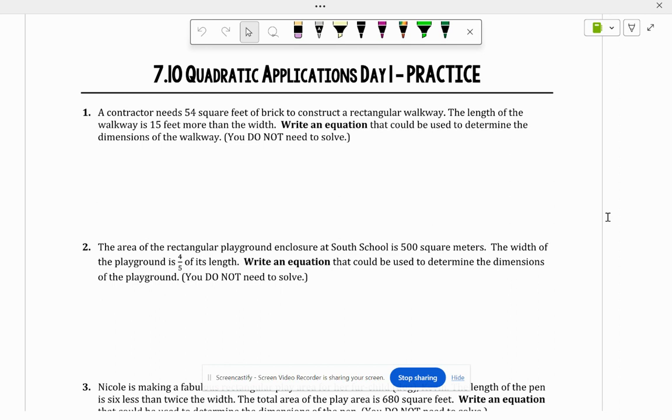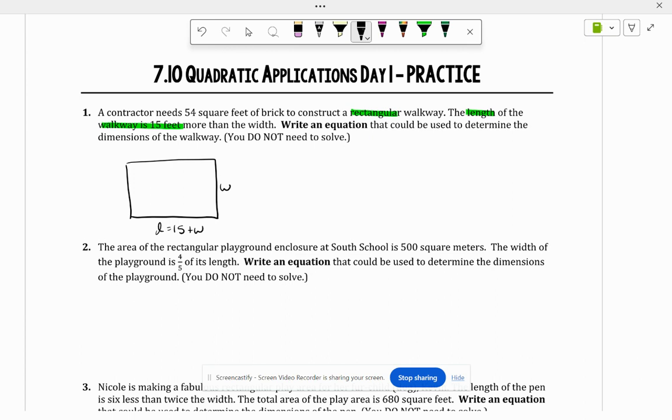All right, a contractor needs 54 square feet of brick to construct a rectangular walkway. Rectangular, that's my shape that I should be drawing. The length of the walkway is 15 feet more than the width. So the length is going to be this guy more than the width. The width is this guy. Write an equation that can be used to determine the dimensions of the walkway.